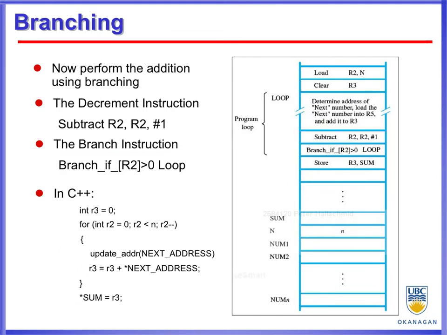So in C++, it's basically like a for loop. That's exactly what we're doing. So, R3 is our counter. No, R3 is going to hold our running sum. And I guess R2 must have already been set. No, R2 is going to be set to 0, and it's going to increment. No, it's going to decrement.